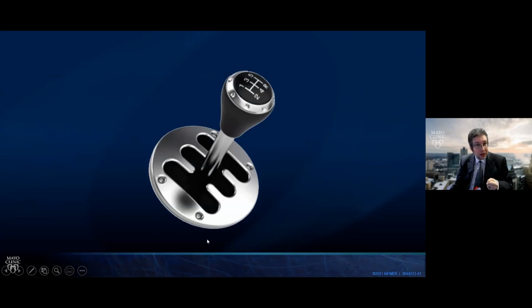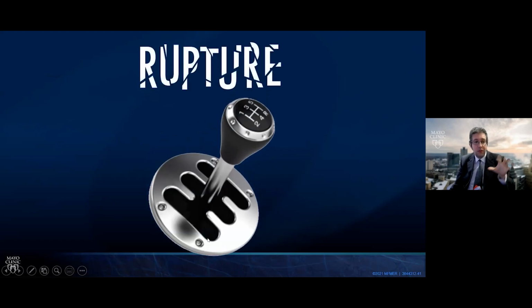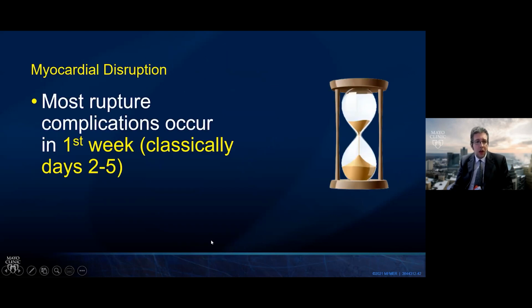Let's shift gears a little bit into the rupture complications. We've talked about unruptured complications. Now, rupture tends to occur in the first week. Classically, days 2 to 5.